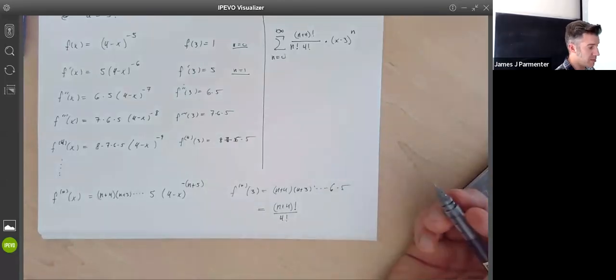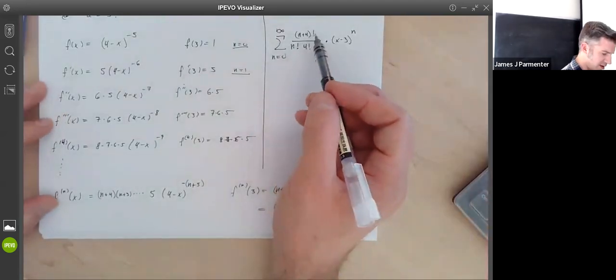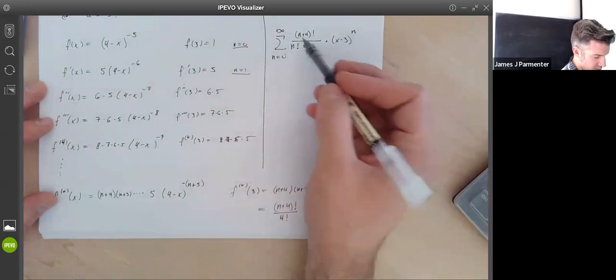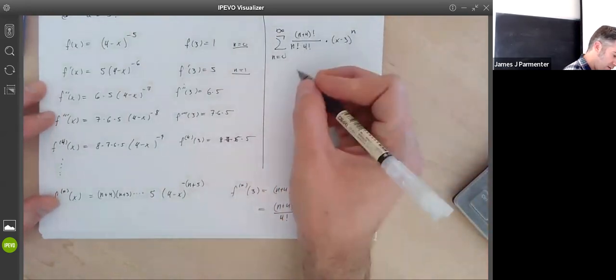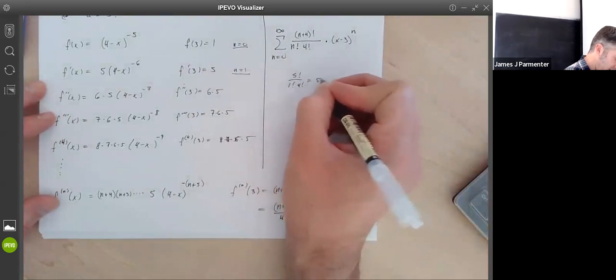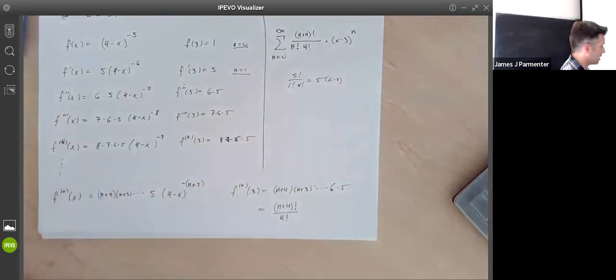So that seems right to me. We might want to check just to be sure. If I plug in 0, I'm going to get 1 times x minus 3 to the 0. If I plug in 1, I'm going to get 5 factorial over 1 factorial times 4 factorial. I'm going to get 5 times x minus 3 to the first. So yeah, it looks like this is the right way to do it.